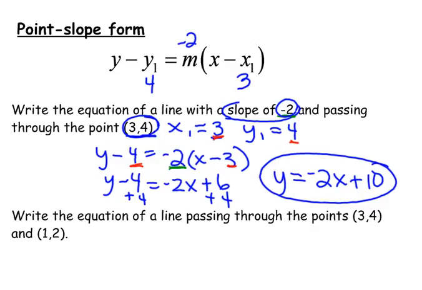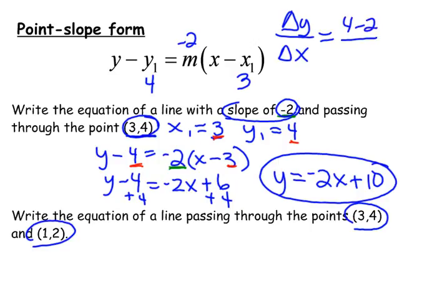This equation also works if you're writing the equation of a line like this last one, given 2 points. We have the point (3, 4) and the point (1, 2). This time you might notice that we're missing the slope. If you're missing the slope, you need to calculate it using the slope formula. Remember, slope is the change in y over the change in x. So we're going to have to find the change in y by subtracting our y's, 4 minus 2 for this example, over 3 minus 1. And that gives us 2 over 2. So the slope of this line is 1. So m equals 1.